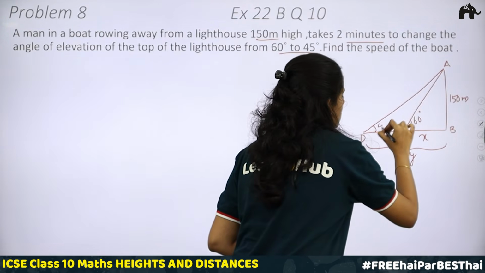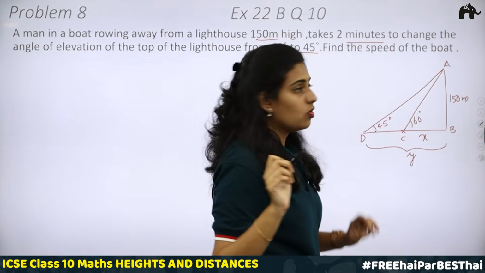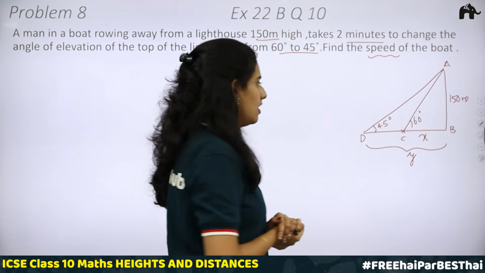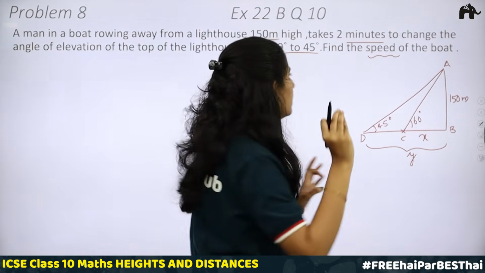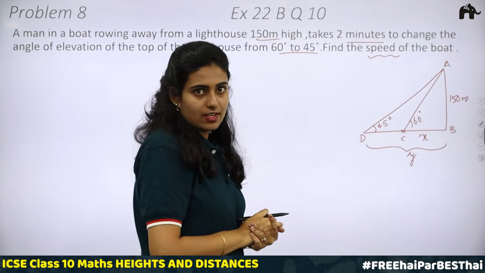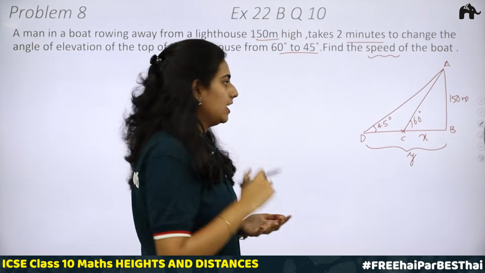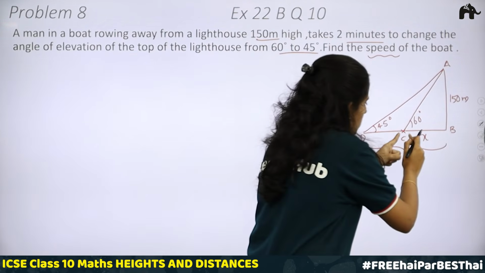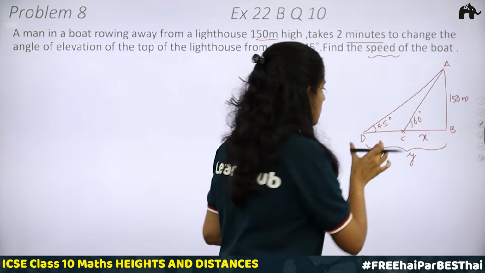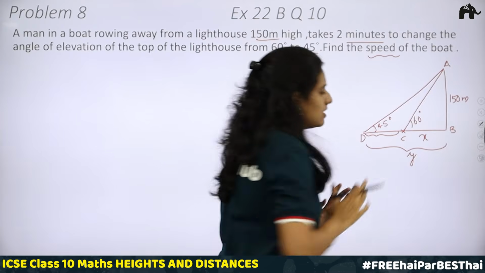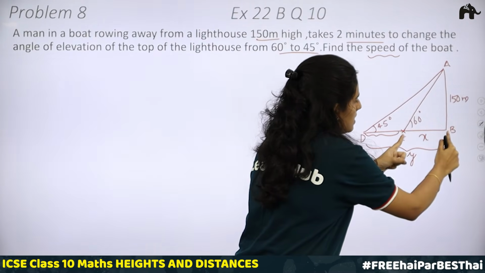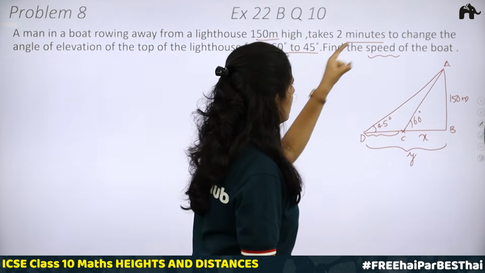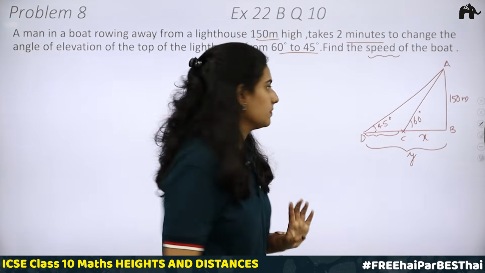Okay, this total distance is Y. Here the angle of elevation is 45 degree. What we have to find? We have to find the speed of boat. This is somewhat a different question, right? To get the speed, we should know the time taken and the distance travelled. We have studied speed is equal to distance by time. Time is given 2 minutes. Okay, what about distance? This is the initial position and D is the final position. So, this distance will be the distance travelled. Total Y minus this part X will give us the distance travelled.